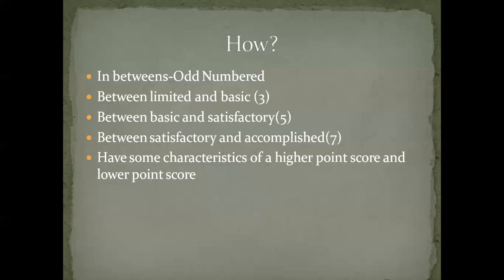And so I want to share with you the betweeners, or the tweeners. They're odd numbers: 3, 5, and 7. So between limited and basic is a 3. Between basic and satisfactory is a 5. Between satisfactory and accomplished is a 7. They have some characteristics of a higher point score and a lower point score. Higher, meaning if it's a 4, or lower if it's a 3. They're sort of in the middle.